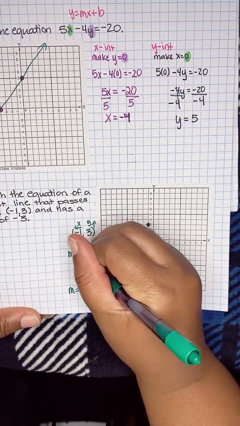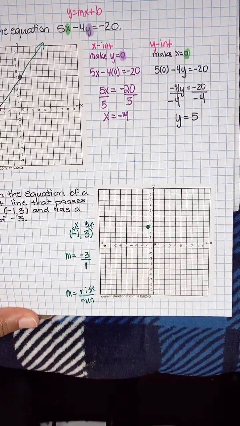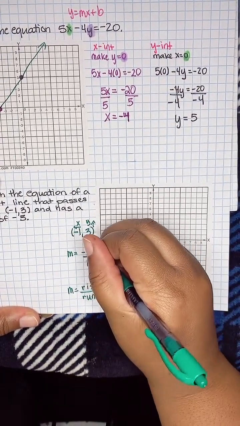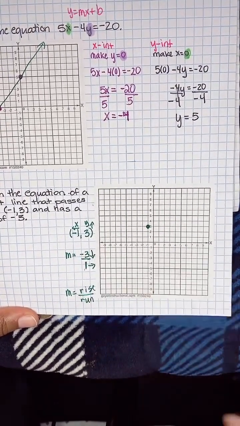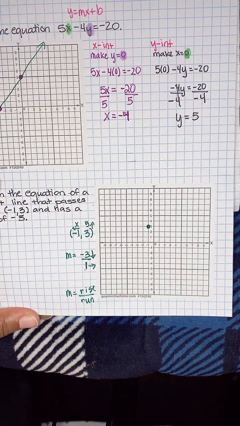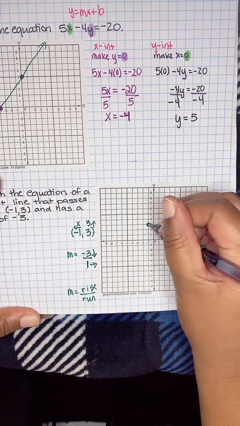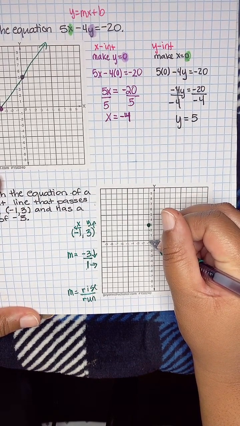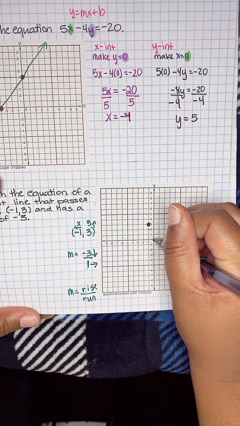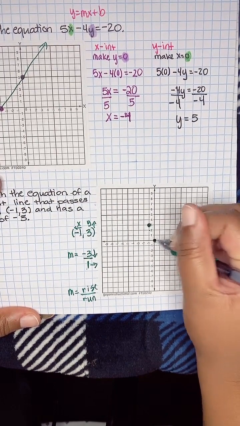Down 3, right 1. Good. Remember, every whole number is over 1, right? So if I'm going to go down 3, this is a positive 1, so I have to go to the right 1. From here, I'm going to count down 3: 1, 2, 3. And I'm going to go one to the right. Sorry.